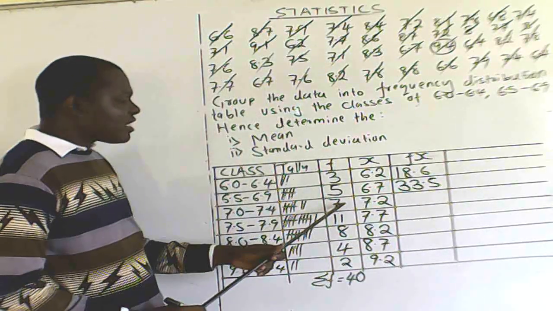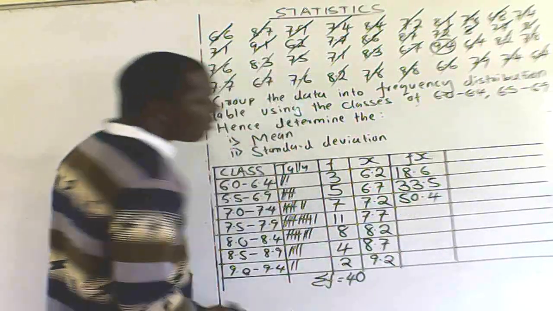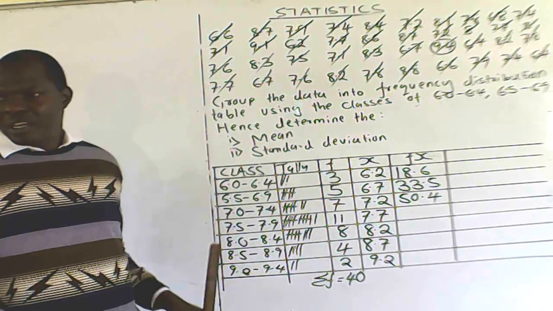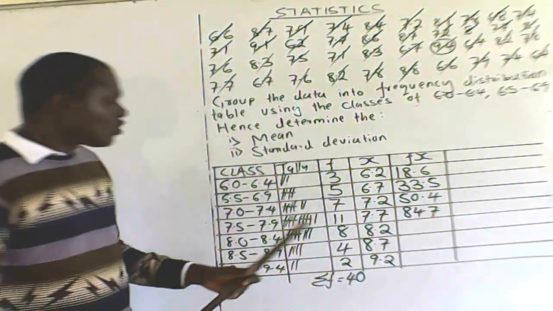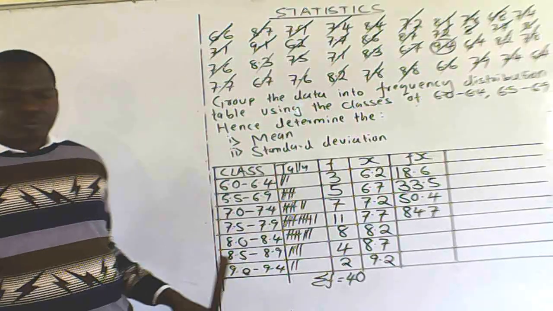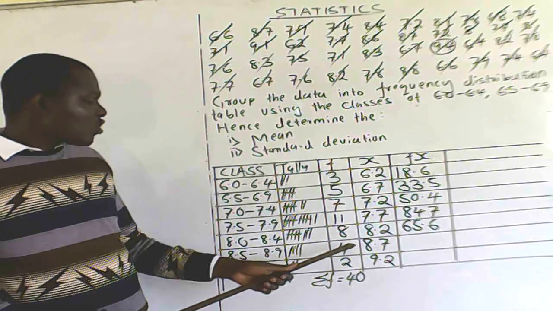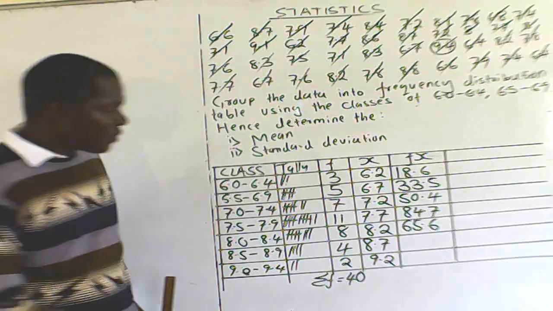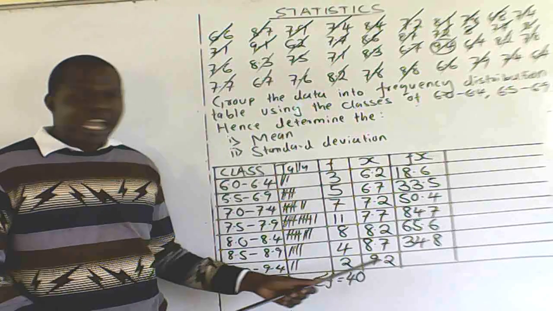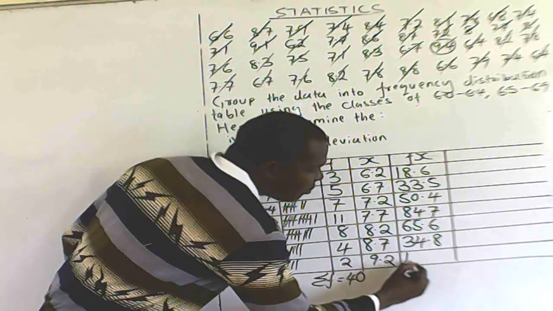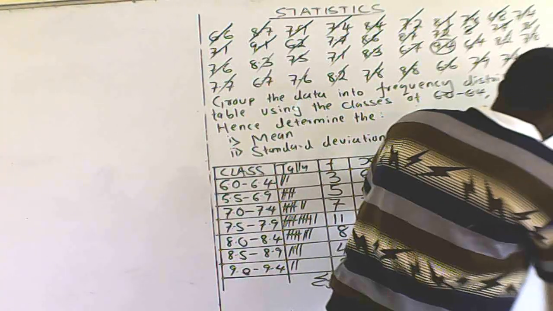33.5. Then the next one, 7 times 7.2? 50.4. Then the next one, 11 times 7.7? 84.7. Then the next one, 8 times 8.2? 65.6, isn't it? Then the next one, 4 times 8.7? 34.8. Then the next one, 2 times 9.2? 18.4. Are we together? Good.